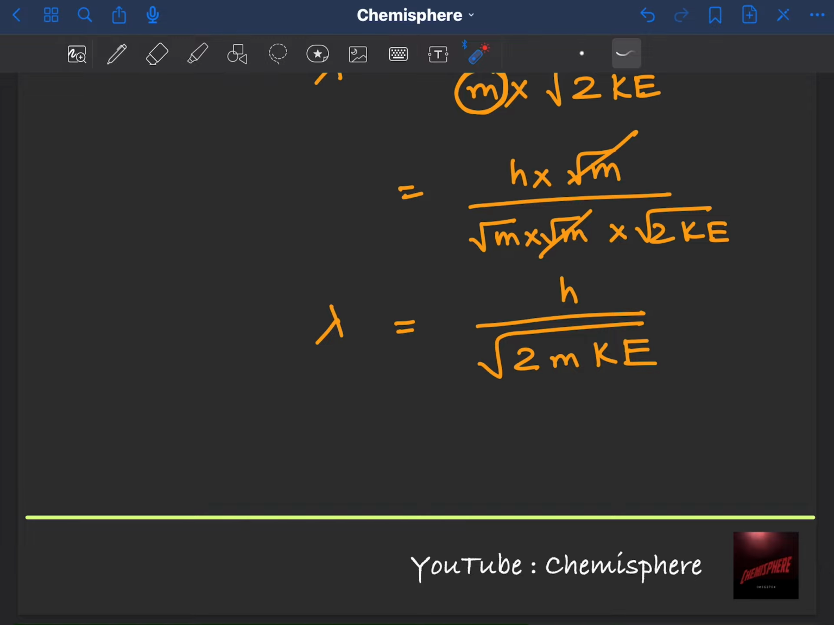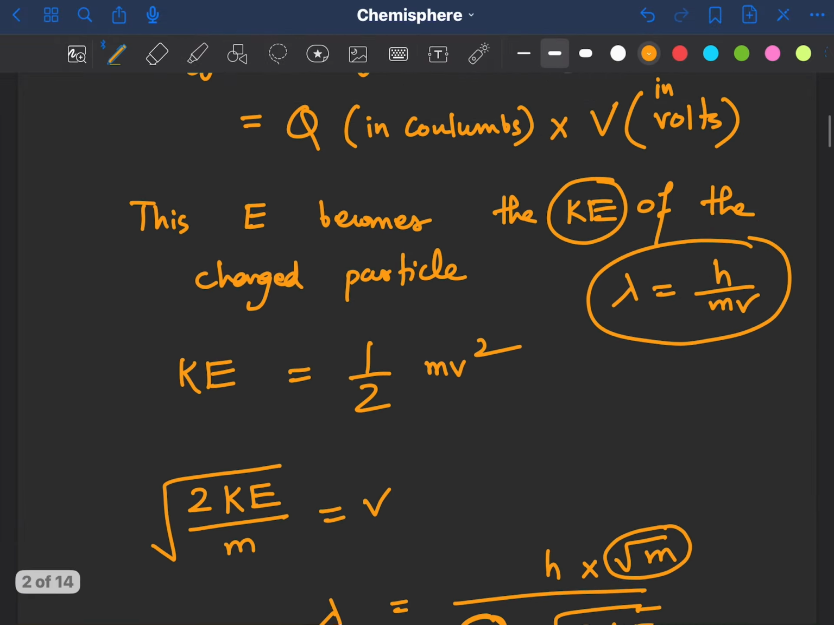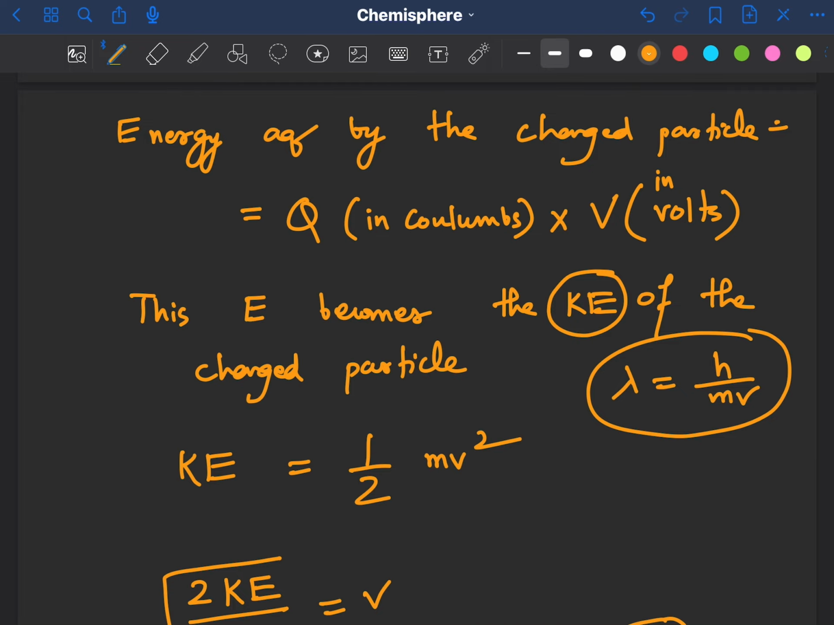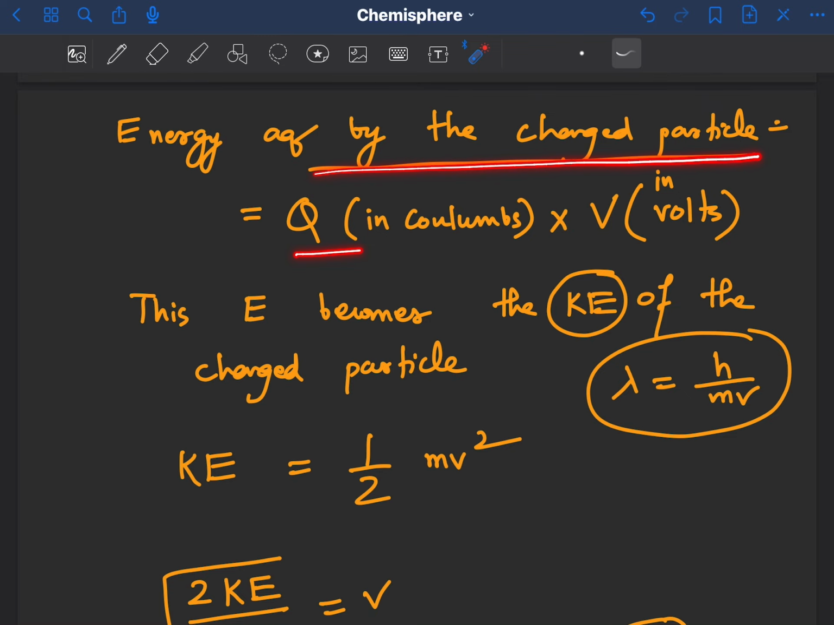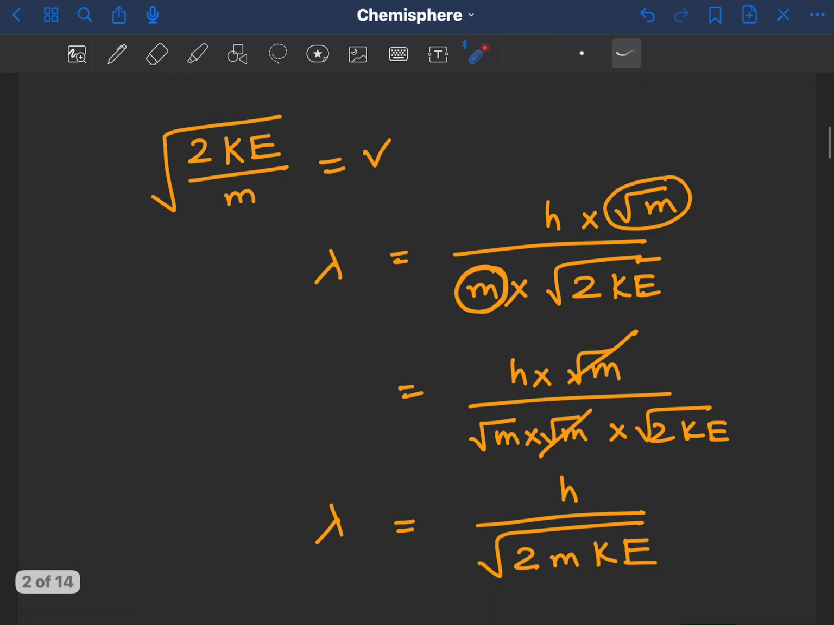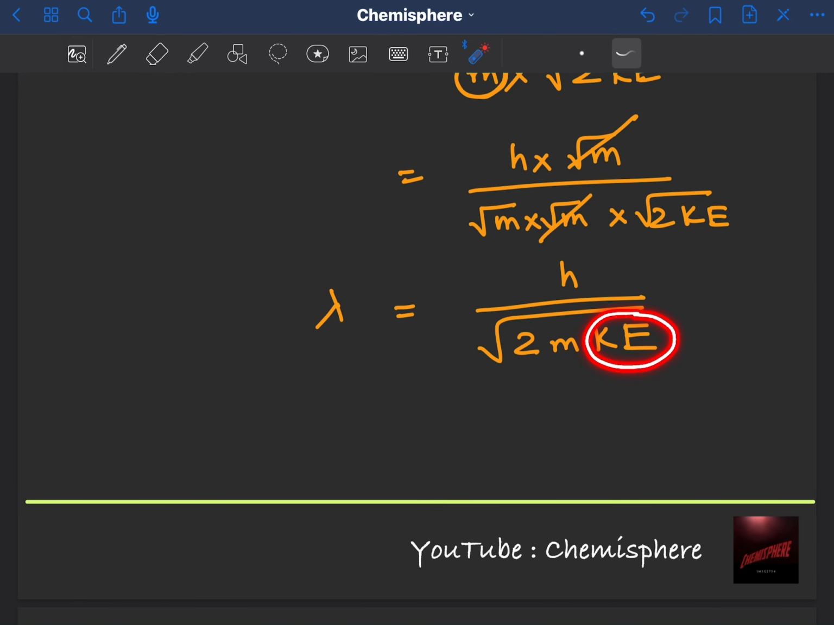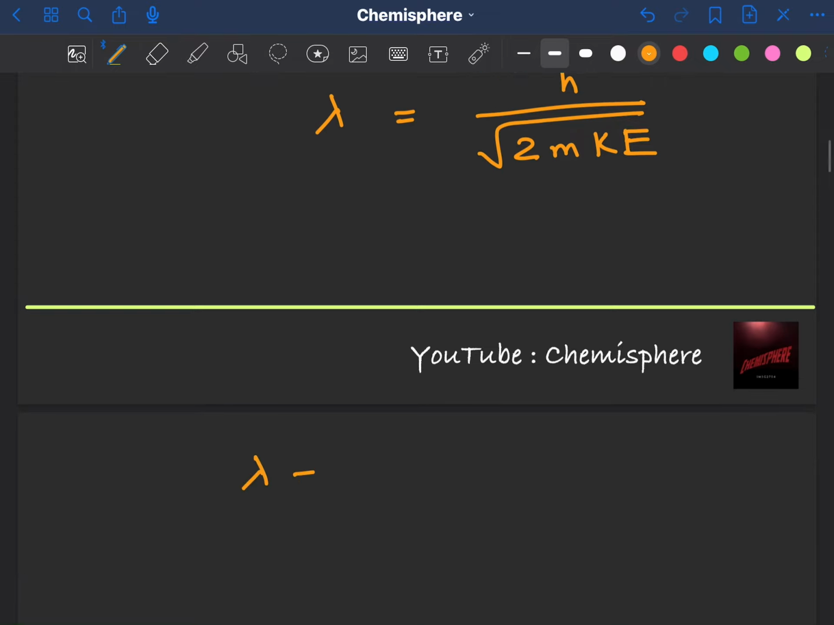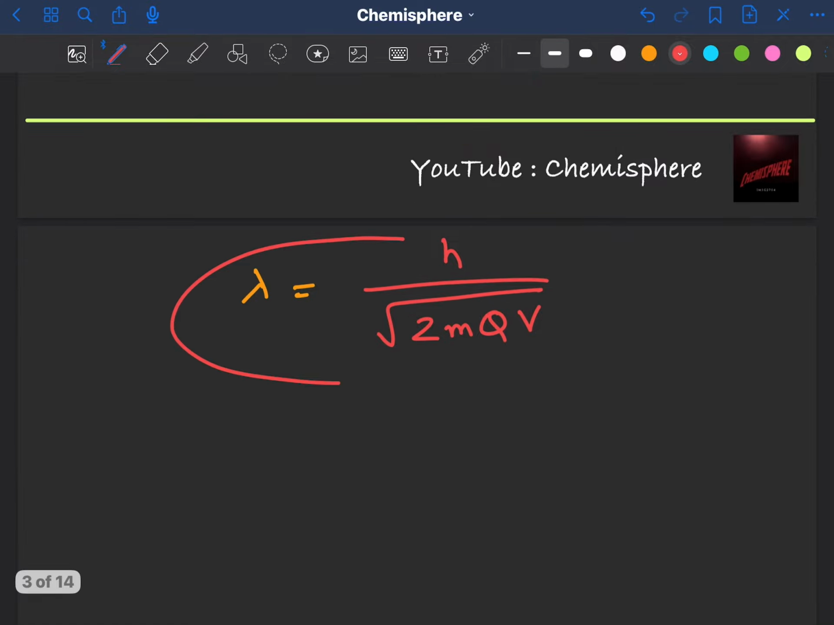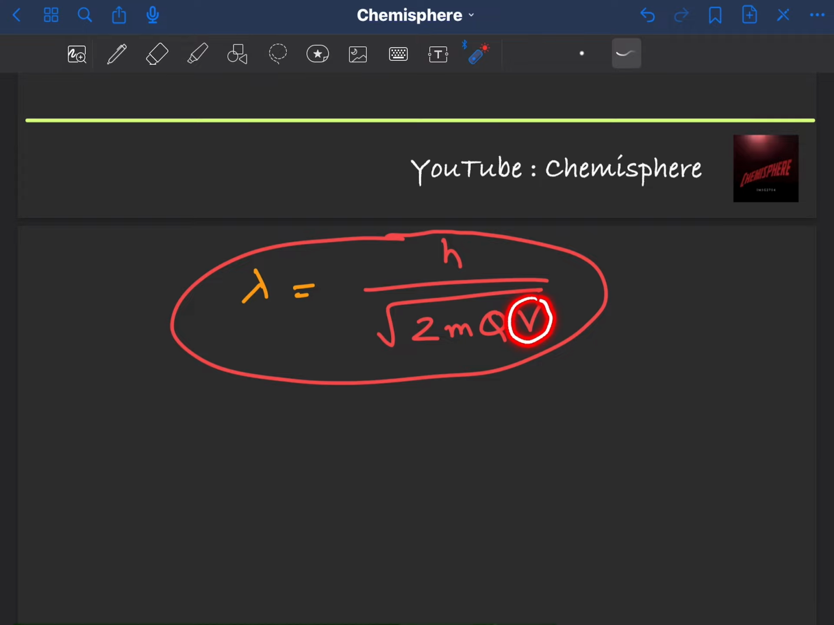Here again we don't know the kinetic energy of those particles, but we wrote a statement that the energy acquired by the charged particle, because it is accelerated, that is q into V, will be equal to the kinetic energy of the charged particle. So instead of KE, I can write q into V. So lambda is equal to h by root of 2m q into V. This is one more variation of our de Broglie's wavelength, with respect to the applied potential. So remember this: whenever the velocity is not known, and the accelerating potential is known, this alternate formula to calculate de Broglie's wavelength can be used.